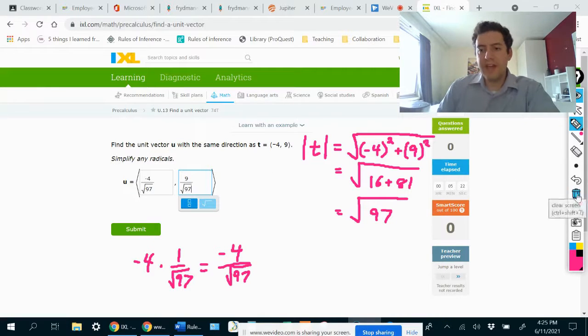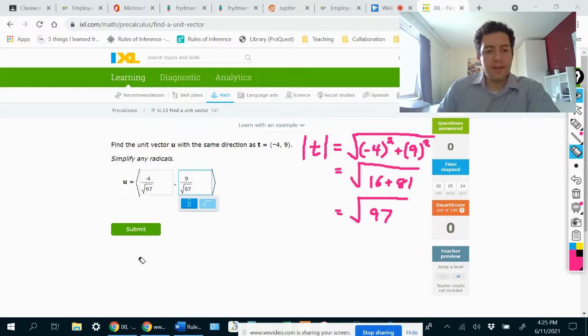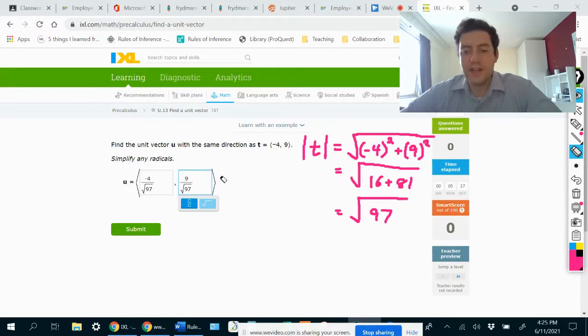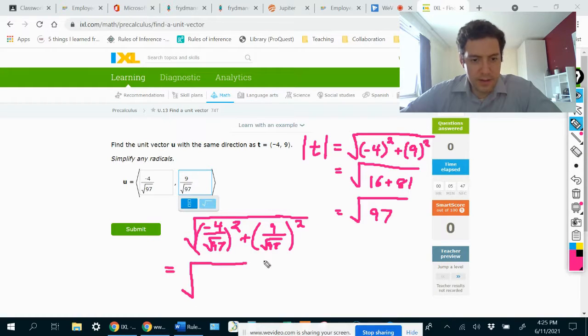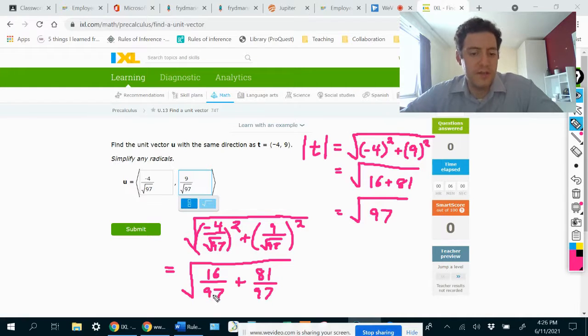All right, we can verify that this does in fact have a magnitude of 1 if we do the square root of -4 over the square root of 97 squared plus 9 over the square root of 97 squared. Then this would be 16 over 97. All right, and plus this would be 81 over 97, because if we do the square root of 97 squared, then that would just give us 97.